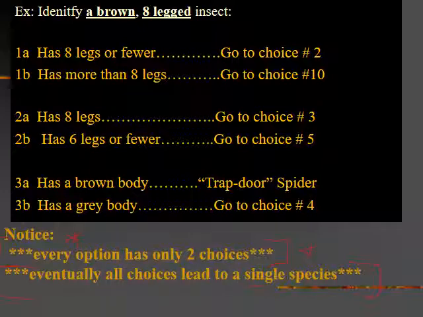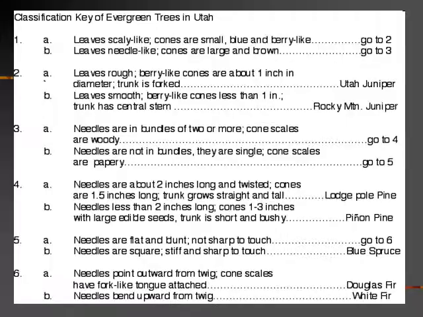These 2 points here. Here's another example of a dichotomous key. This is using Evergreen Trees based out of the Utah National Forest. You notice they say with 1A, 1B, okay, 1A, the leaves are scaly-like, cones are small, blue and berry-like. 1B, the leaves needle-like, cones are large and brown, and then they tell you go on to choice 2 or go on to choice 3. And then for choice 2, it continues on, and they tell you, okay, if the leaves are rough and berry-like cones are about 1 inch in diameter and the trunk is forked, you're looking at a Utah juniper.